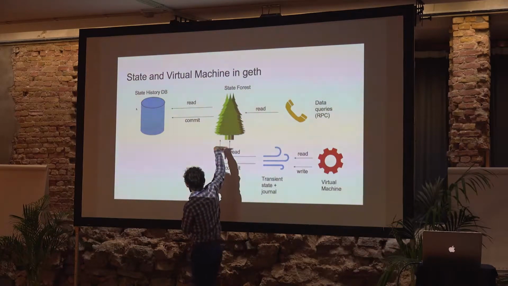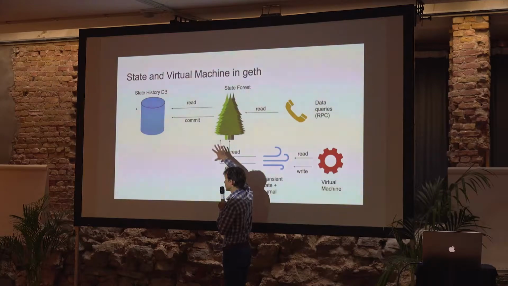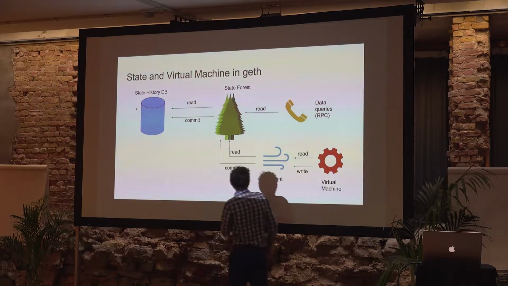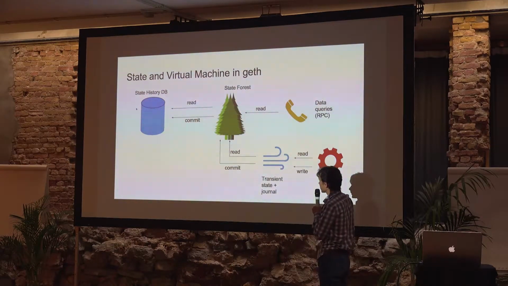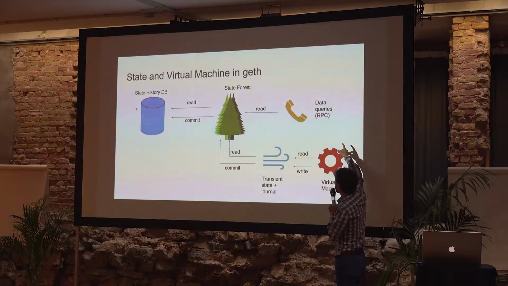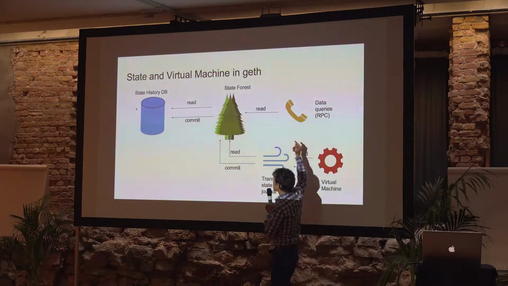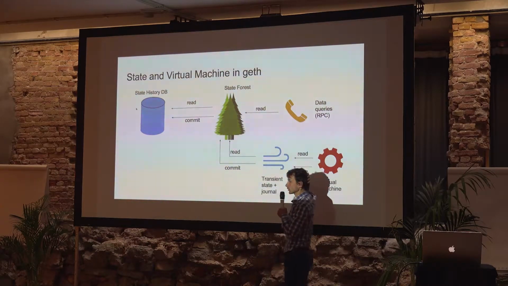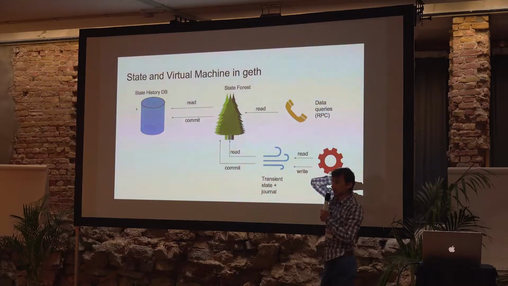So at the moment in Geth, at least, the logic which does the update of the database is also connected to the Patricia tree. There's a callback in the Patricia tree which then goes into the database. And when you have a node which responds to RPC requests, these requests normally come into the Patricia tree.